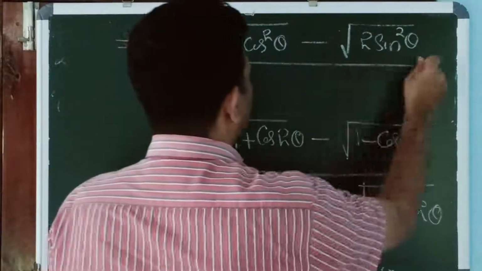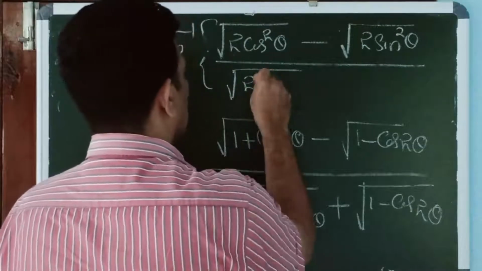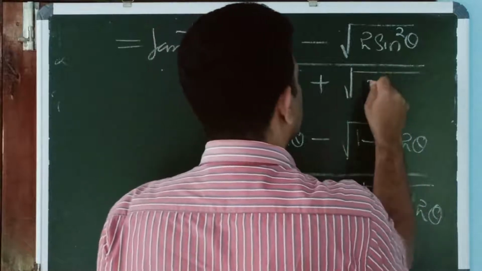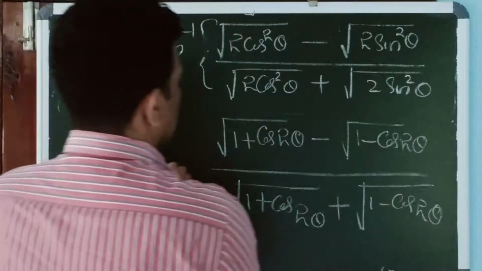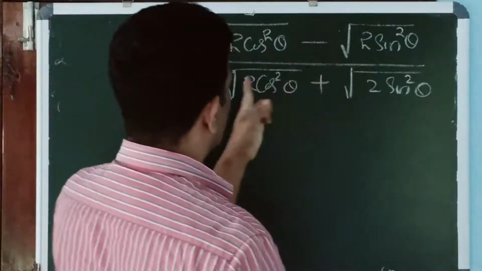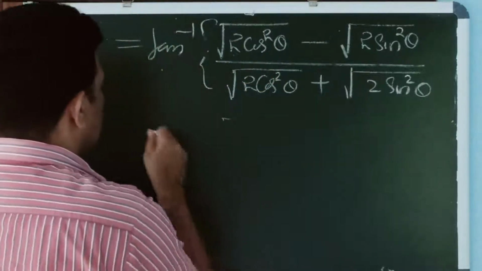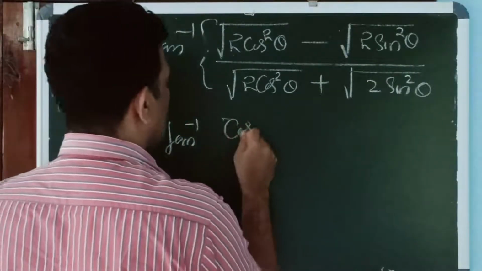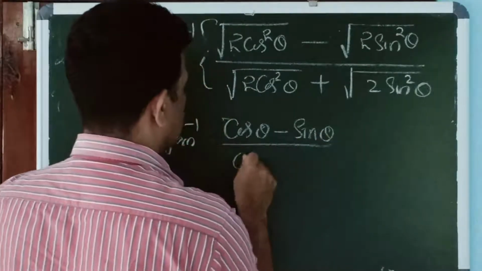Similarly, the denominator is also square root of 2 cos square theta plus square root of 2 sin square theta. Now, root 2, root 2, root 2, root 2 cancel. And taking the square root, we get tan inverse of (cos theta minus sin theta) divided by (cos theta plus sin theta).